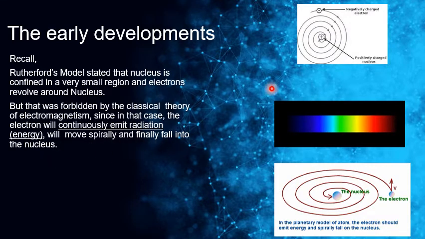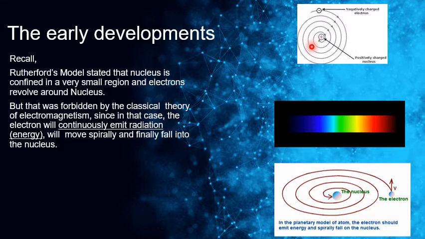into the nucleus. So here you can see in this diagram there is a positively charged nucleus and a negatively charged electron. If Rutherford's model were true, the orbit radius of the electron will reduce continuously, and it will undergo a spiral motion, and ultimately it will fall into the nucleus. But we knew that atoms are stable and this cannot be the case.